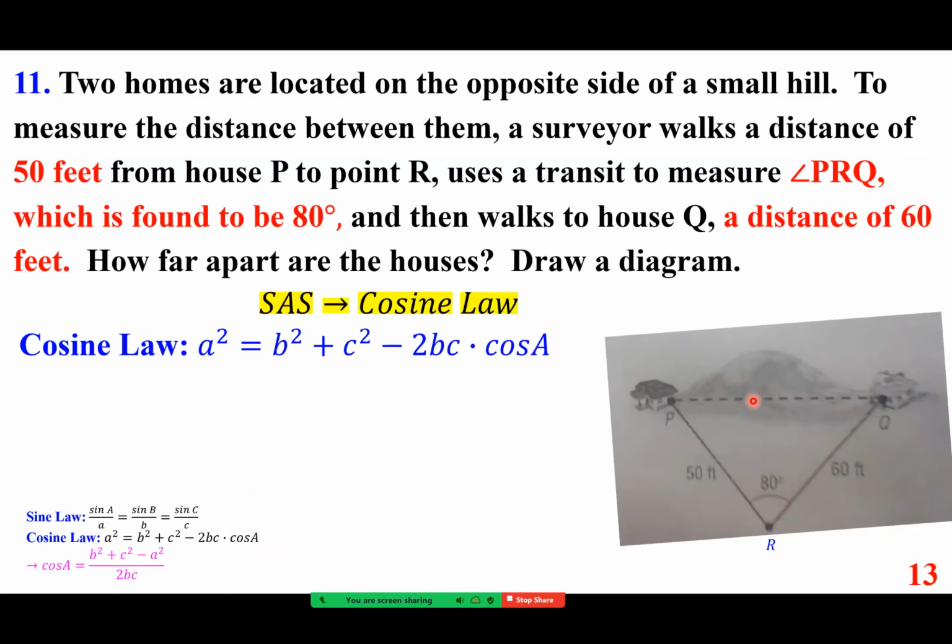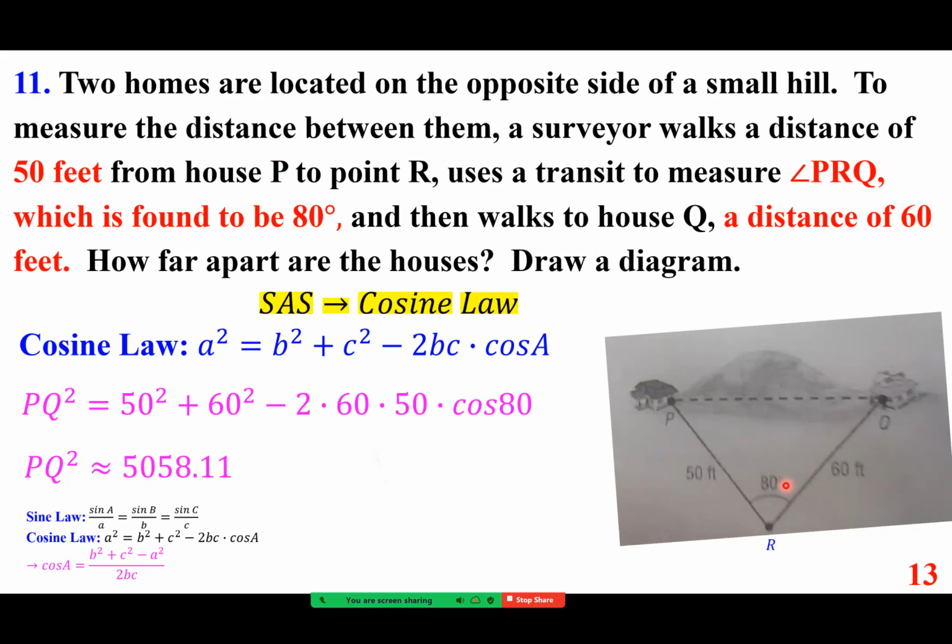A squared, this is in essence the A or PQ. So A squared is B squared plus C squared minus 2BC cosine A. Because we have two sides and the included angle, the missing side can be found by cosine law. So PQ squared is 50 squared plus 60 squared minus 2 times the product of these two and cosine of 80. Put it into a calculator and take a root, and it's almost 71 feet, 71.12. Again, it's important to understand what's given in the first place, everybody.